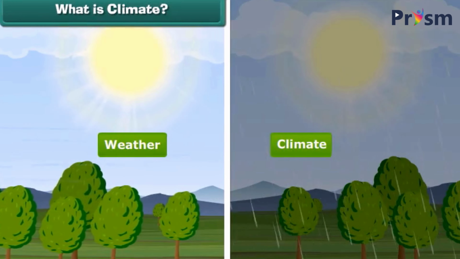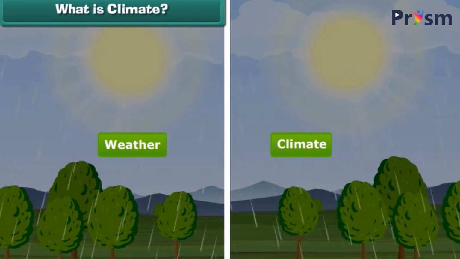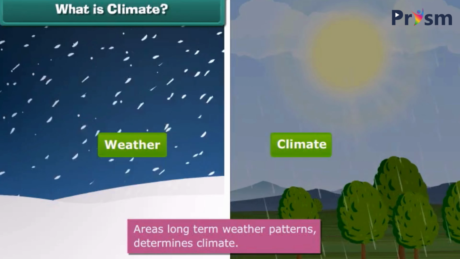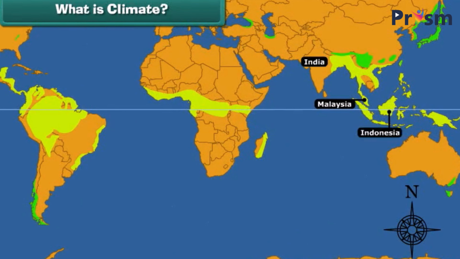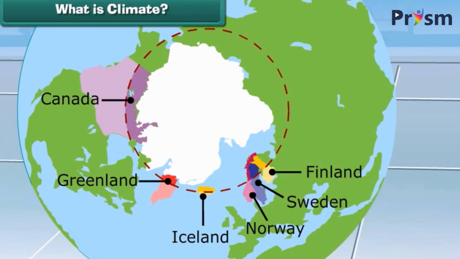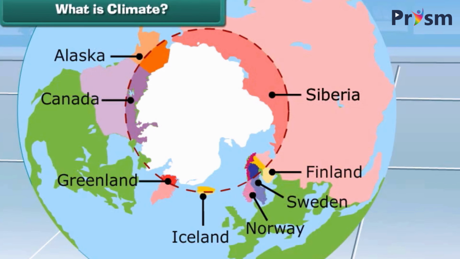Are weather and climate the same? No. An area's long-term weather patterns determine climate. For example, areas near the equator have a warm climate, and the areas near the poles have a much colder climate. So children, now you can easily differentiate weather from climate.